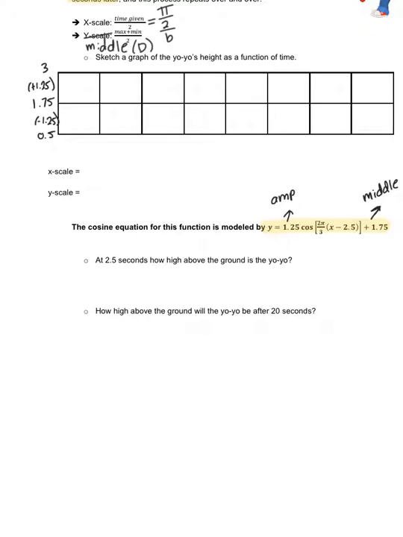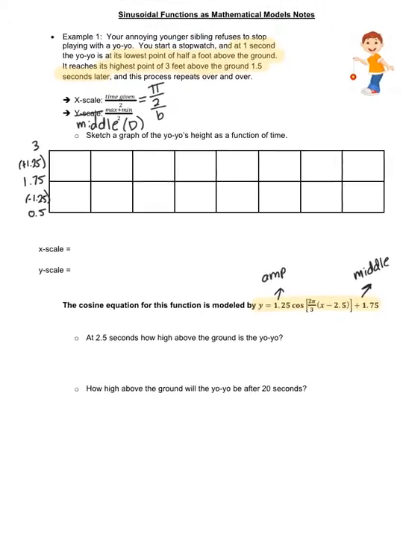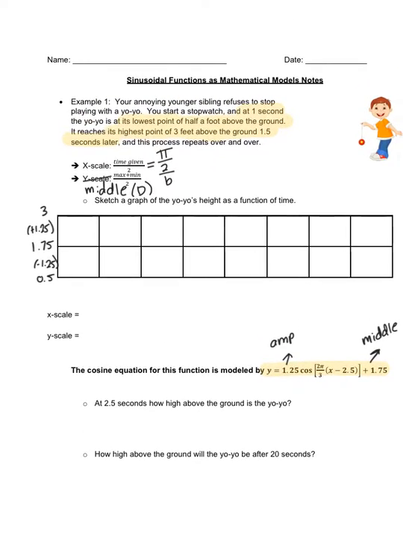Okay. I want to pause here for a moment and talk about how this problem is a little bit different since it's real world. Usually that negative 2.5 that you see in the equation would be our starting point. But if you look back at the question here, it says at 1 second, the yo-yo is at its lowest point at half a foot above the ground. That means that on my graph, I need to include the time. So my time is sitting on the x-axis. I need to include the time of 1 second.